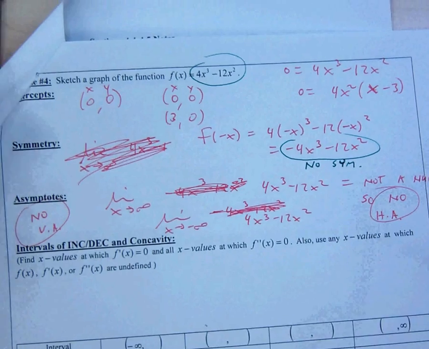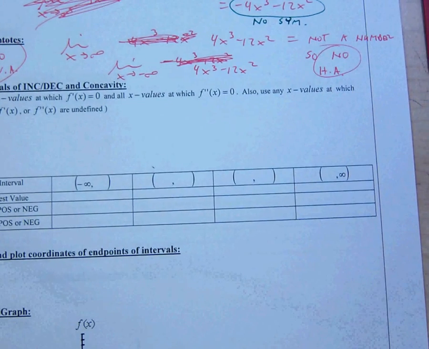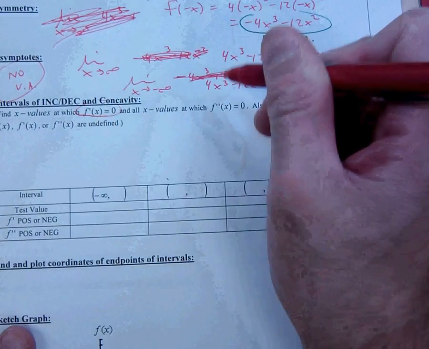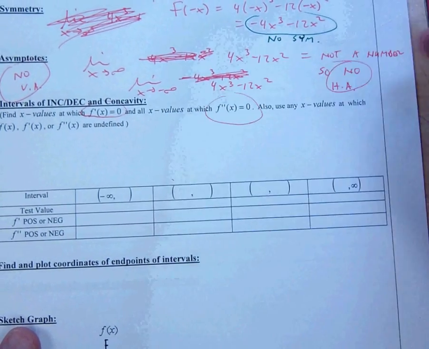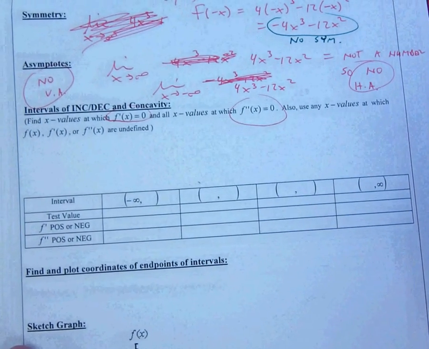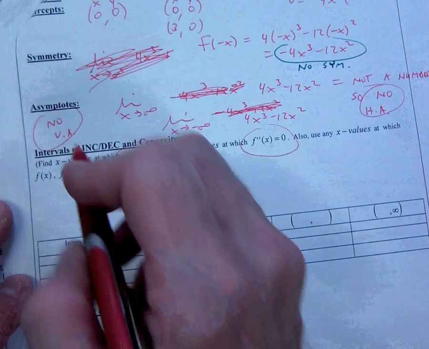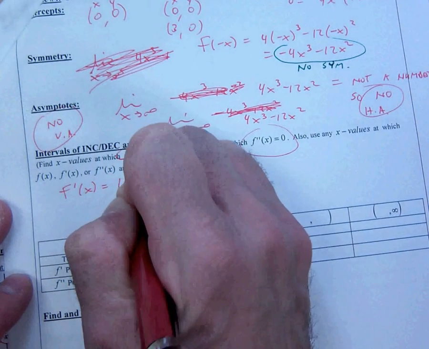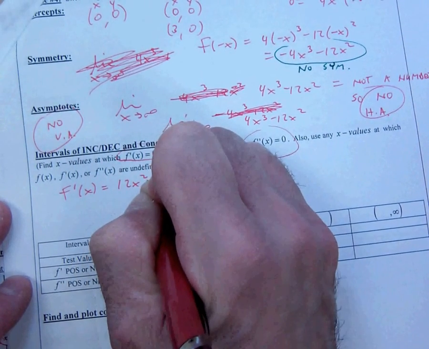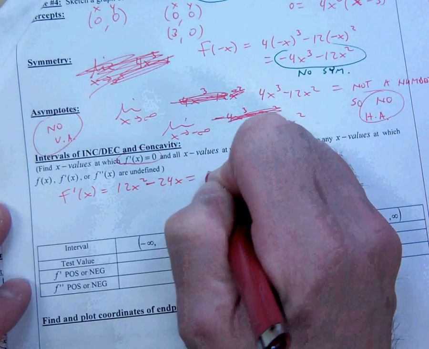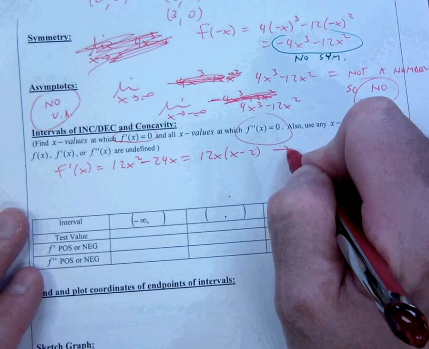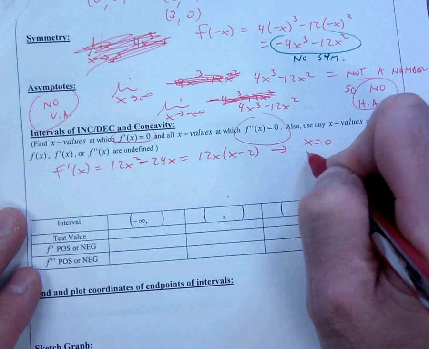Okay? All right, now we want to make our table. So we're going to find all values where what? F prime is 0 or undefined, or F double prime is 0 or undefined. Are you ready? Okay. So what's F prime? Quick, guys. What's F prime? 12x squared minus 24x. And by the way, that factors into what? 12x times (x minus 2). Okay, so where is that 0 or undefined? At 0 and what? 2.